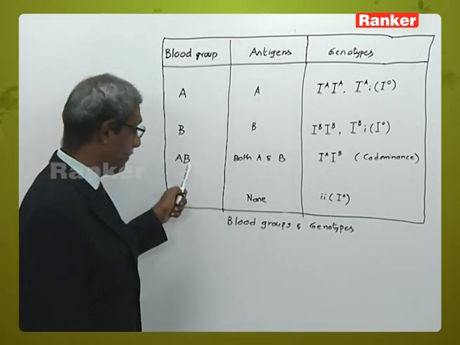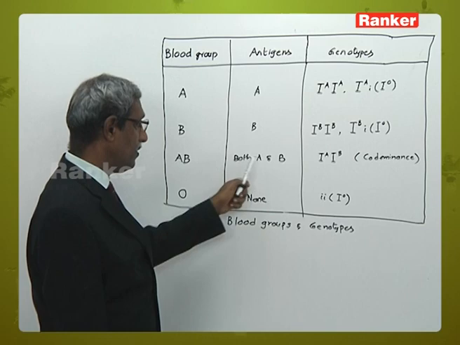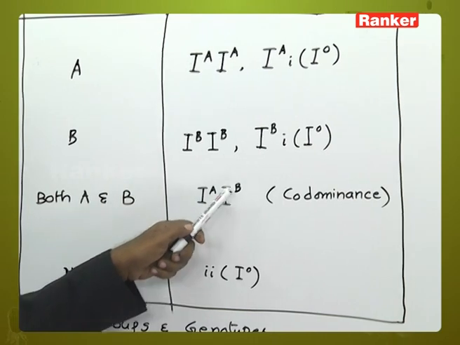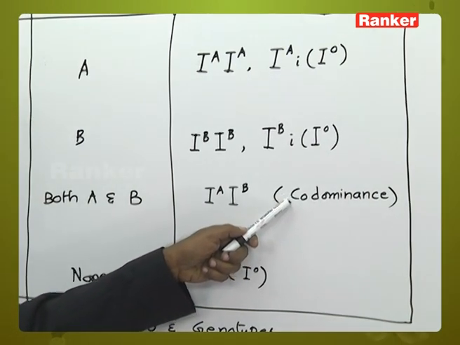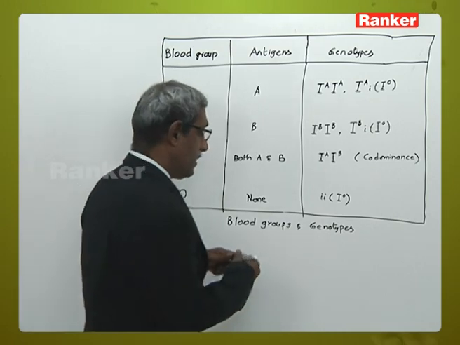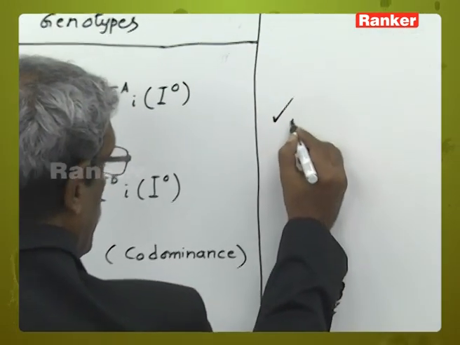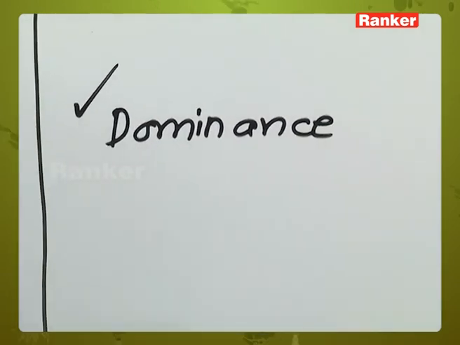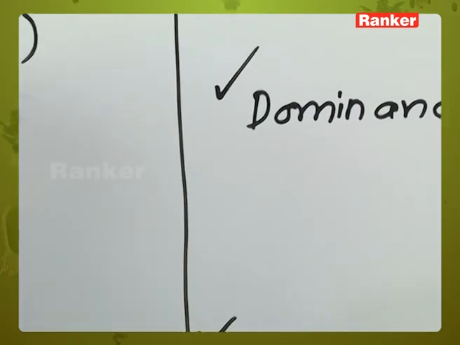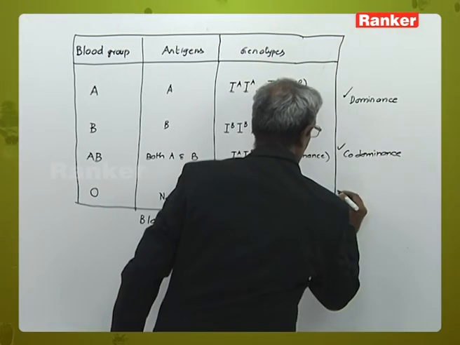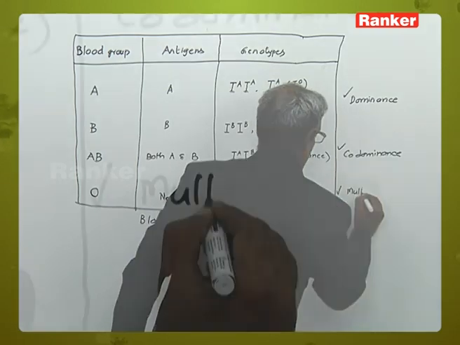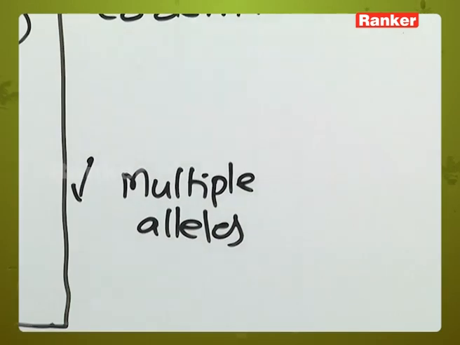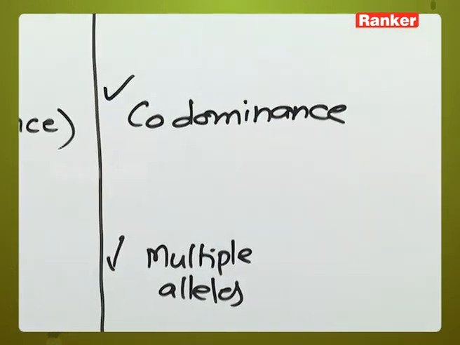Same is the case with AB. In the case of AB, both the antigens A and B are expressed, so the genotype is IA IB. This is termed codominance. So in the case of blood groups, we understand there is dominance, again there is codominance, and the third is that it is determined by multiple alleles: many alleles present in a series at the same locus on a chromosome.